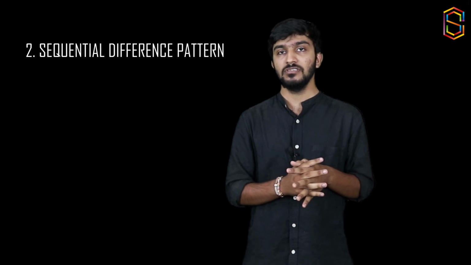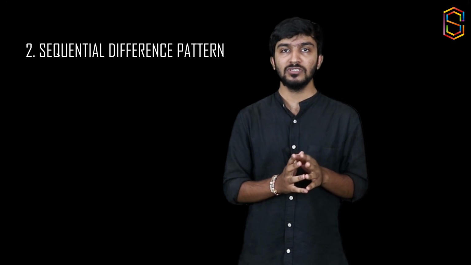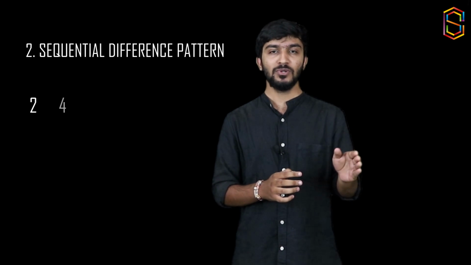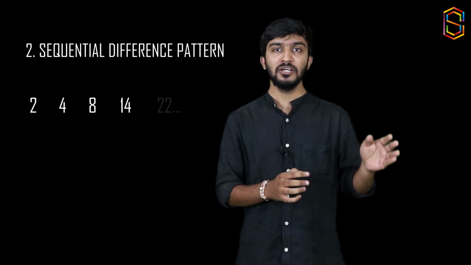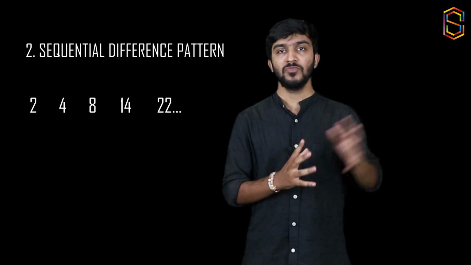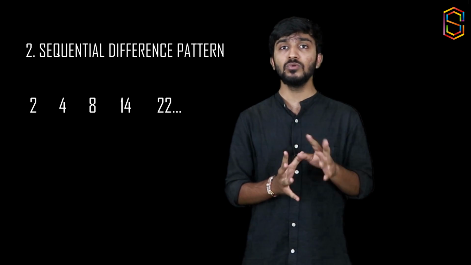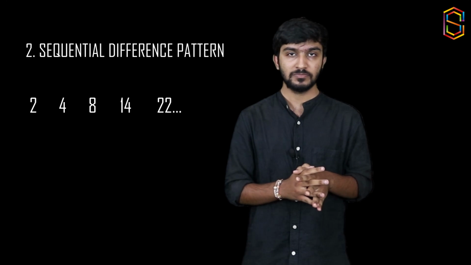The second pattern is sequential differences. For example, let us talk about the series 2, 4, 8, 14, 22 and so on. Now the difference between any two consecutive numbers is not the same.